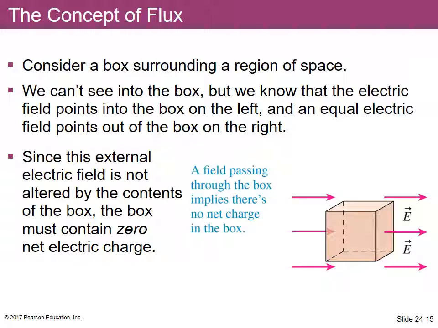Consider a third box surrounding a region of space. We can't see into the box, but we know that the electric field points into the box on the left, and an equal electric field points out of the box on the right. Since the electric field is not altered by the contents of the box, the box must contain zero net electric charge.